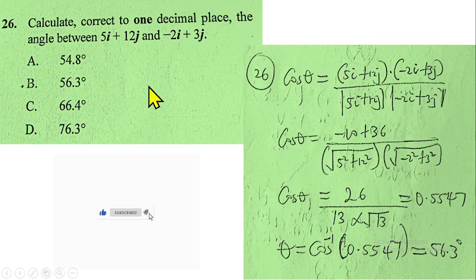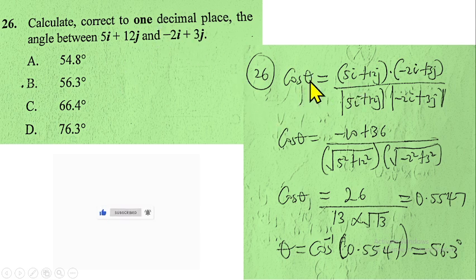Question number 26 is from vectors. We have to find the angle between two vectors, 5i plus 12j and minus 2i plus 3j. How do we find the angle between two vectors?